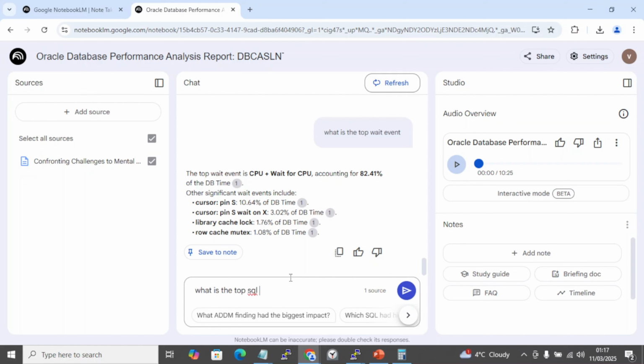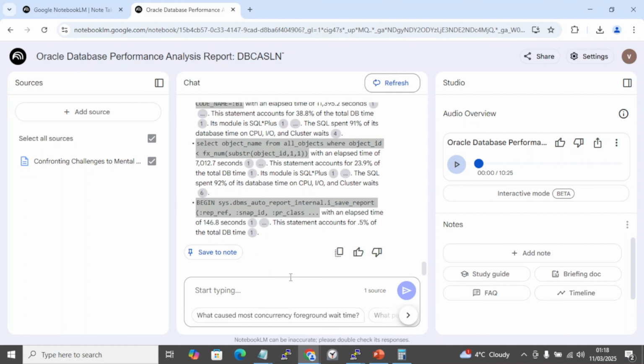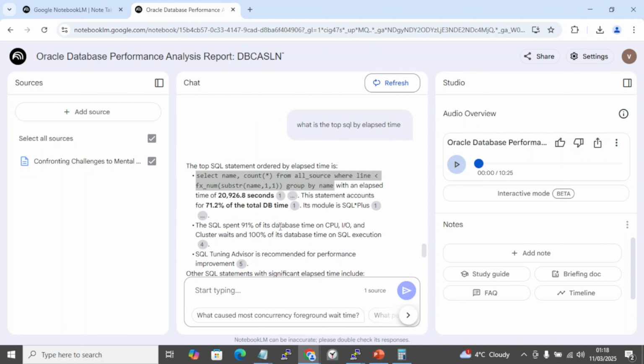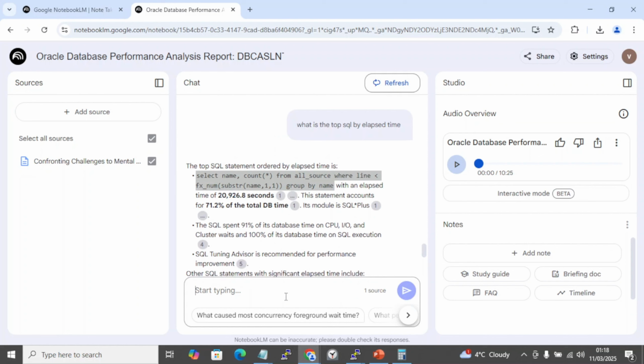Okay, top SQL by elapsed time. We can take a look at it as well very easily. Let's see if it's able to tell me the right answer. The top SQL by elapsed time is this. Yeah, this is the right answer, I guess. Did it tell the SQL ID? It didn't give me the SQL ID, but this is wonderful. It gave me the SQL text.